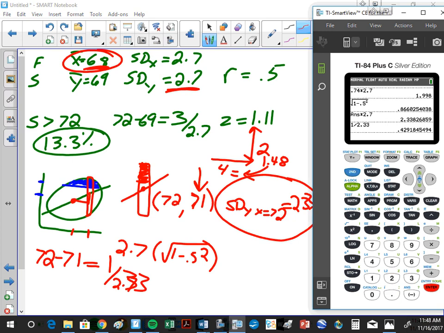And I get that, that's a z-score. So I need to shade norm from 0.43 to 5. What I've done is from 71, I've gone to the right 1 inch to 72, which gives me a z-score of 0.43, and I want to shade norm to the right, and I would expect an answer that is larger than the original 13.3.